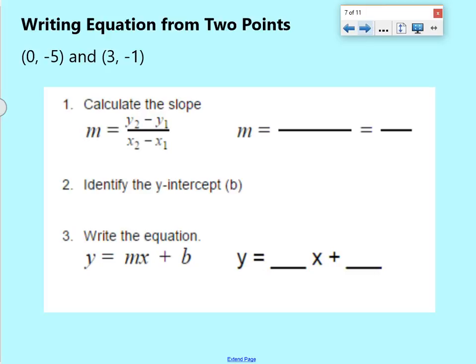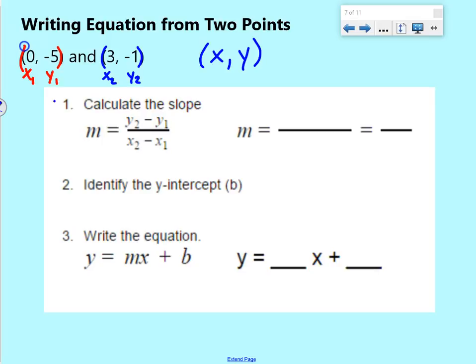Next example is writing an equation from 2 points, 2 coordinate points. Our first coordinate point is 0, negative 5. So that's your x1 and your y1. Our second coordinate point is 3, negative 1. So that is your x2 and your y2. Remember, coordinate points always go x, then y.